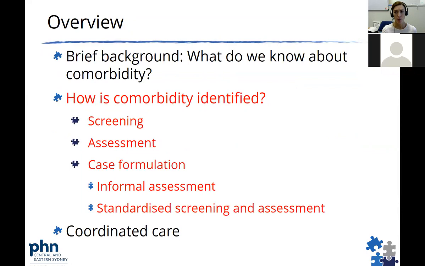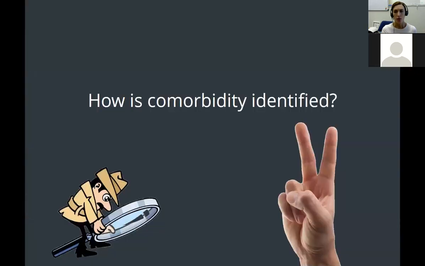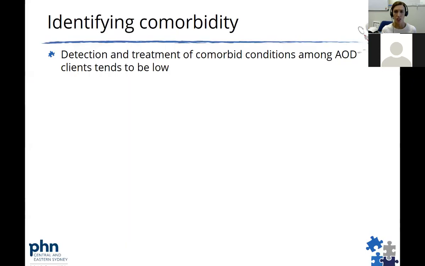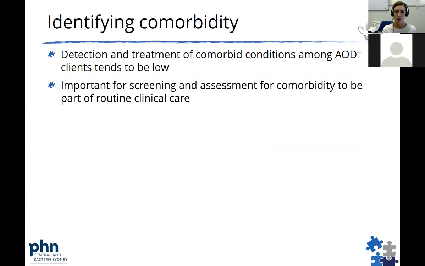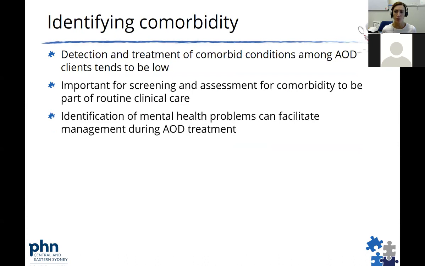So I'm going to move on to the next topic of our webinar, which is how can we identify comorbidity? In general, the identification can be tricky because despite high rates of mental health conditions, the detection and treatment of these coexisting problems is usually quite low. That's why it's quite important to screen clients systematically as part of routine clinical care, as part of the case formulation process. Awareness of co-occurring problems will assist with the management of more complex presentations and treatment planning.